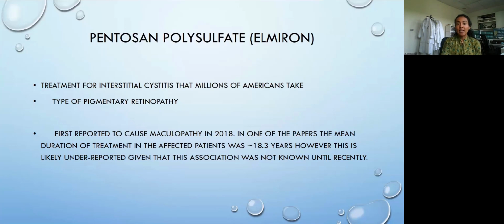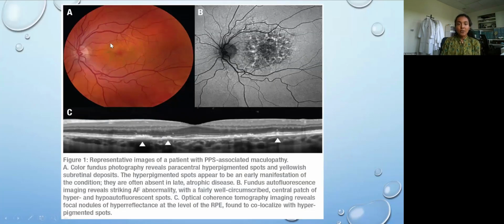So remember that Elmiron, many people take this for interstitial cystitis, and it can cause pigmentary retinopathy. So this is sort of that pigmentary retinopathy that we see. And the OCT shows these sort of focal nodules, and it happens at the level of the RPE, and it co-localizes with these sort of hyperpigmented spots.